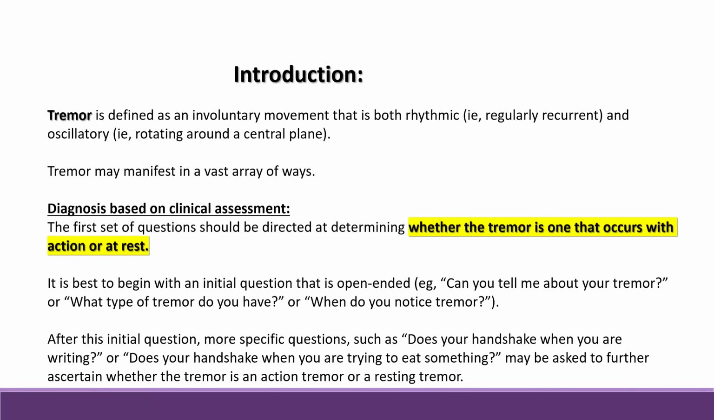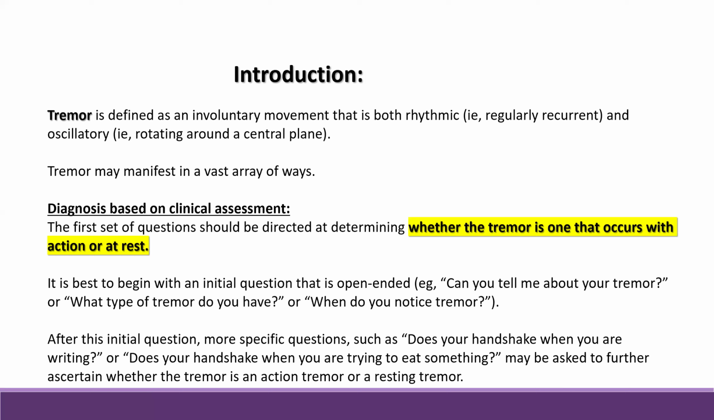So essential tremor is defined as involuntary movement that is rhythmic, oscillatory, and in essential tremor, usually it is bilateral. In addition to being bilateral, it's more in action, or with movement, and it is less likely to occur during rest.